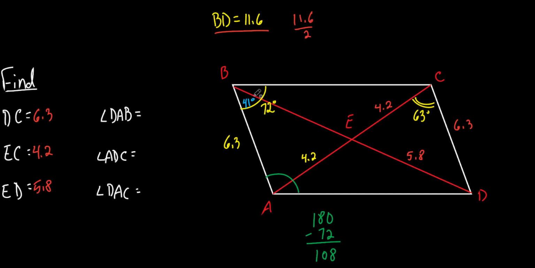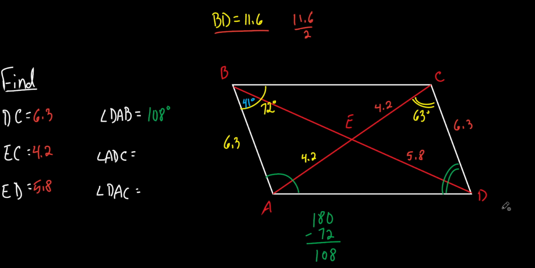They're consecutive, right? They're right next to each other. So that must mean they are supplementary. Supplementary means they add up to 180. So that would be 108 degrees. All right, we're getting there. Angle ADC. Where's that? ADC. That's this whole big angle right here.